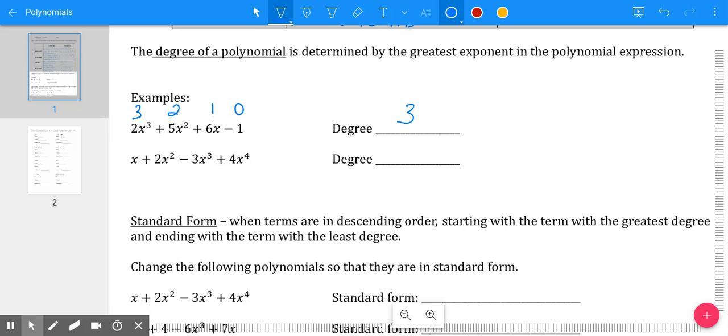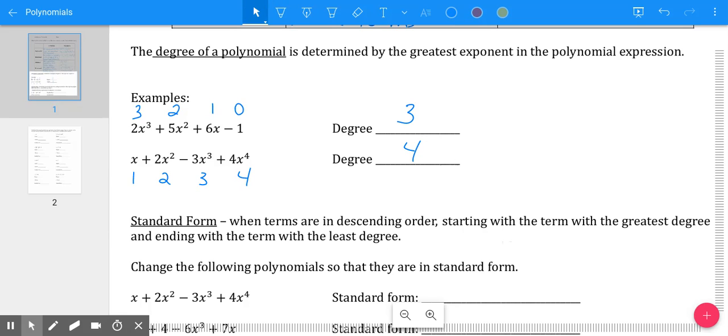Take a look at our second example, and you'll see we've got a degree 1, 2, 3, and 4 for each of the individual terms. So this is a degree 4 polynomial. And we call both of these examples polynomials because they have 4 terms, which doesn't fit any of our other categories. So we can't classify those any further.